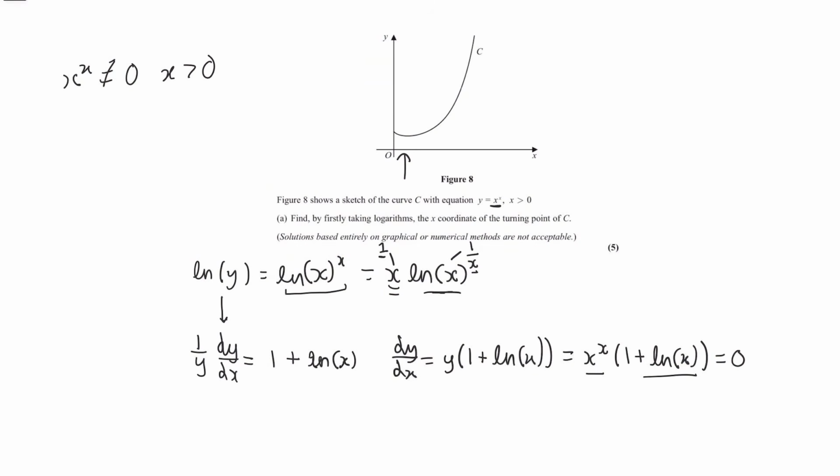Now we're going to look at the other bracket, which is 1 plus ln of x is equal to 0. This does give us a solution because we get ln of x is equal to minus 1, and then just raise both sides to the power of e. So we get x is equal to e to the power of minus 1, and that's our final answer.